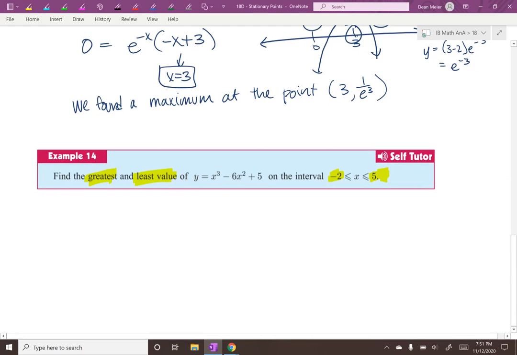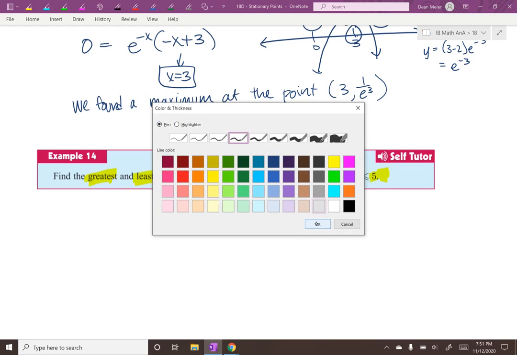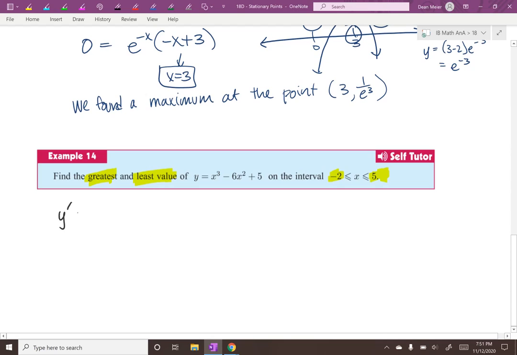So here we go. I will find y. Ooh, I did not know I was in highlighter form. Guess I should pay attention. I will find y prime is 3x squared minus 12x. And that's it, huh? 3x squared minus 12x.